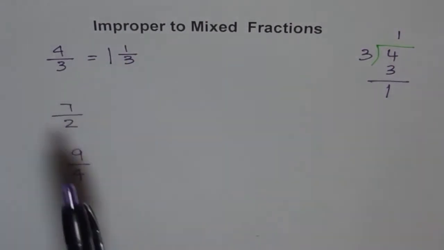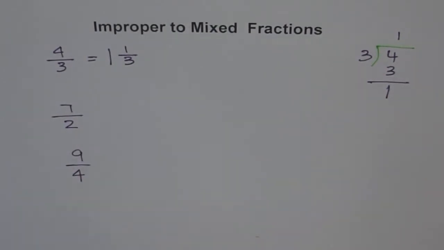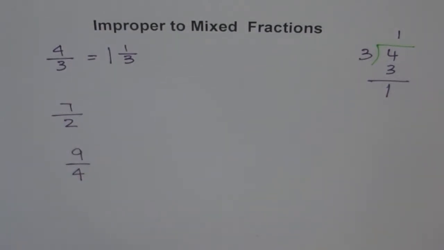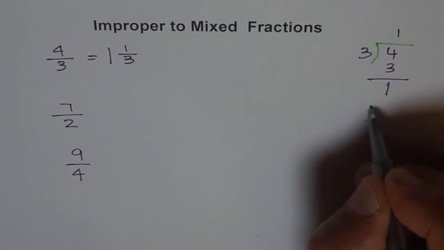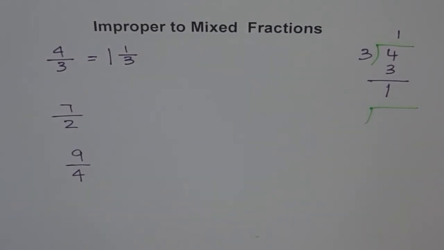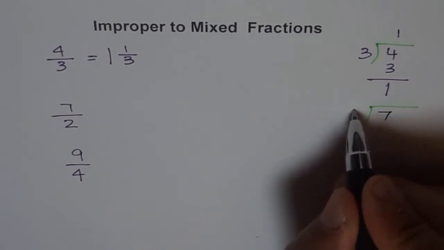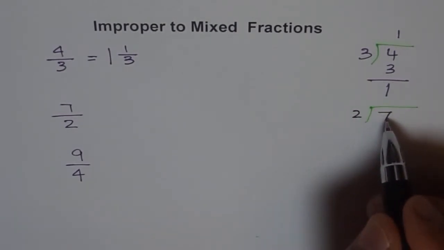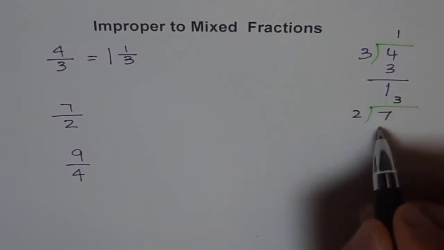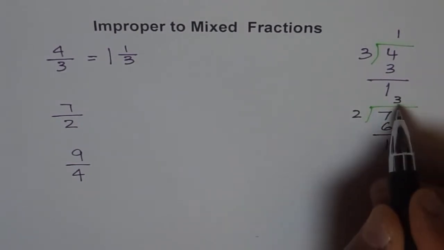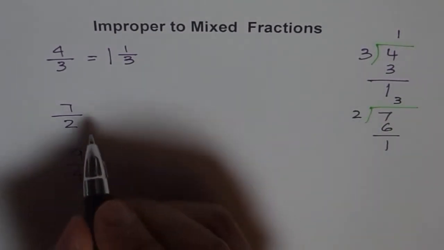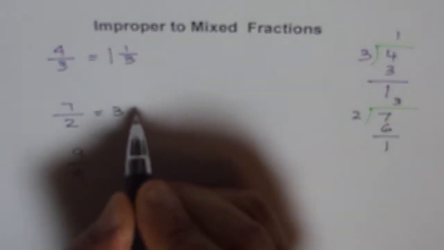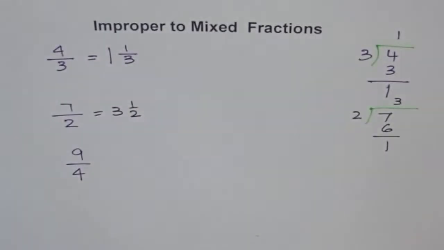Okay. Let's try with 7 over 2. If you divide, what do you get? So you have to write 7 inside and divide by 2. 2 goes in 7 3 times, right? 3 times 2 is 6 and you get 1. So 3 wholes, right? So let me write this as 3 wholes and a half. Perfect.